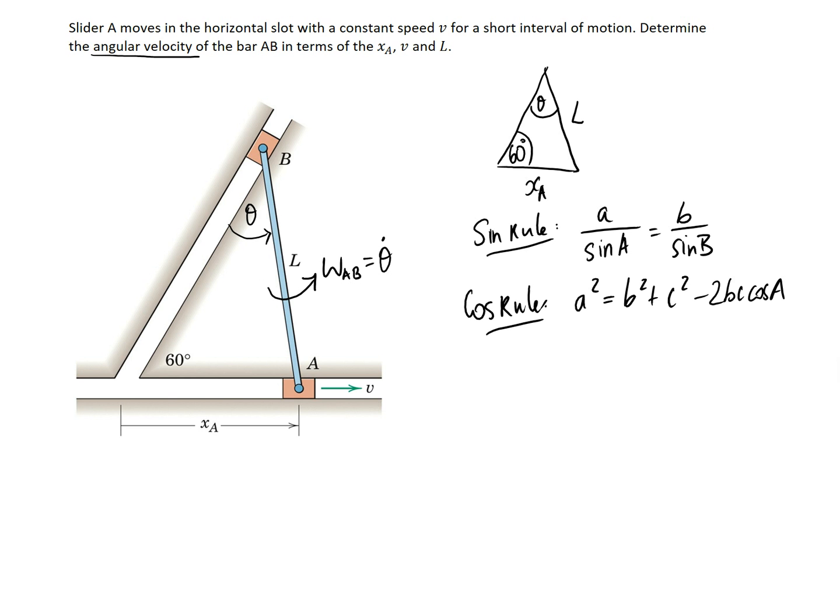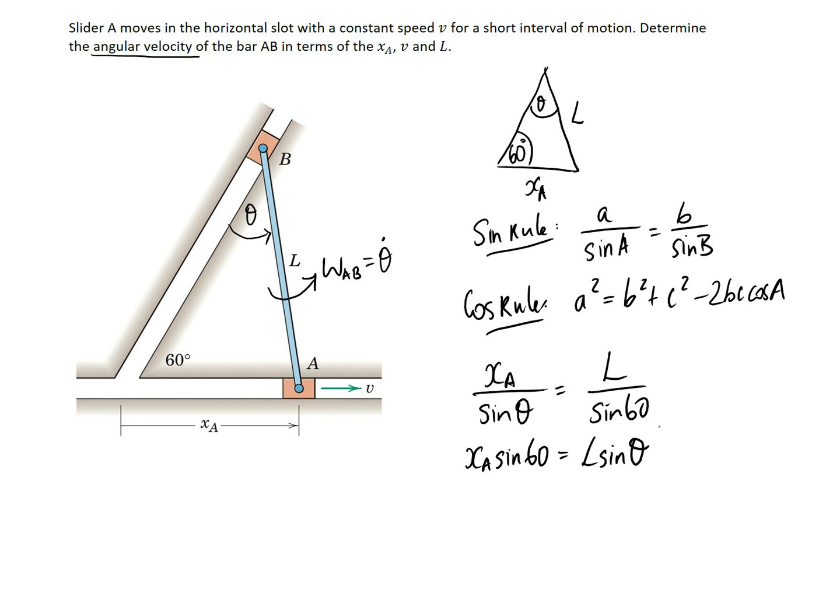Okay, so the relationship is going to be XA over sine theta is equal to L on sine 60. Remembering that you need to use the opposite angle and side. So I can multiply some of this up to make it look a little bit nicer when we take the derivative. So it's going to become XA sine 60 is equal to L sine theta.